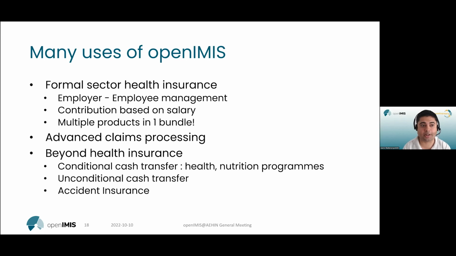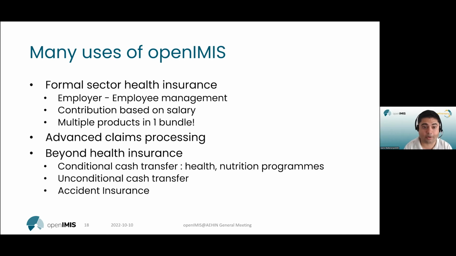With these new functionalities, we've enabled openIMIS to be used for multiple things. First of all, now we can really manage formal sector health insurance schemes using openIMIS in this new architecture. So we have employer-employee relationship management. We can configure and then accept contributions based on salaries and other information. And we all know that such formal sector insurers might be offering multiple products. So we can bundle products together so that people contribute once, but can take advantage of multiple products being on offer.